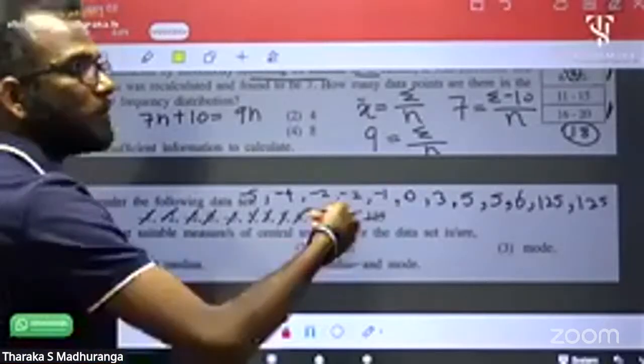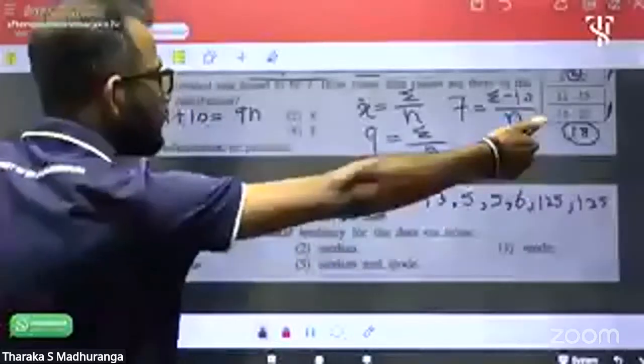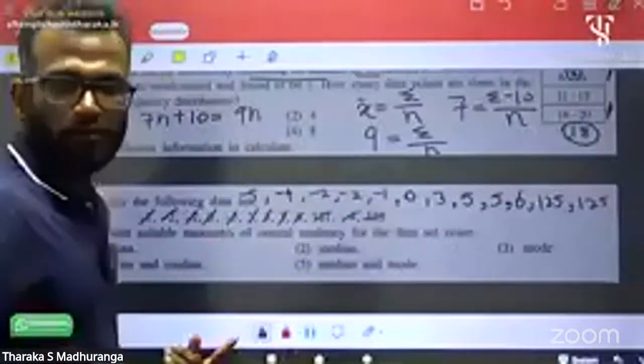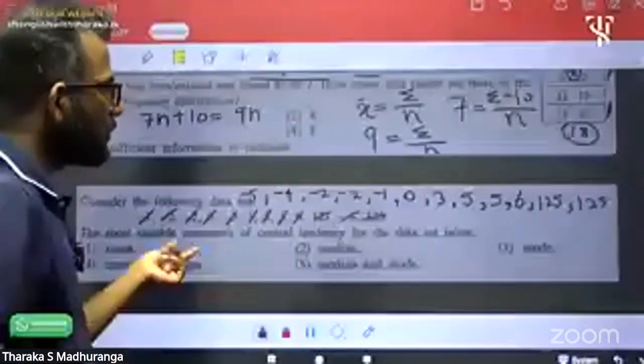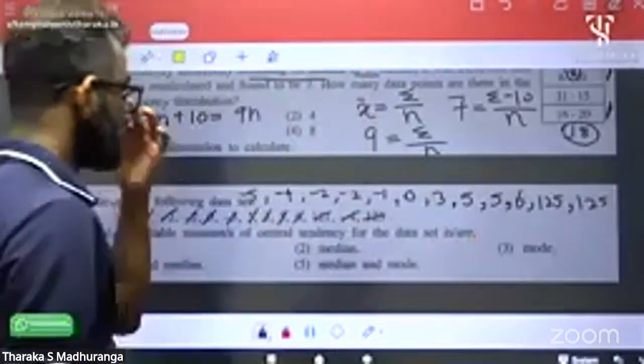I'm going to get the median. Okay, send me the value of the mean. Get the summation of all the numbers and divide by 12. Divide by 12 because there are 3, 6, 9, 12 numbers.